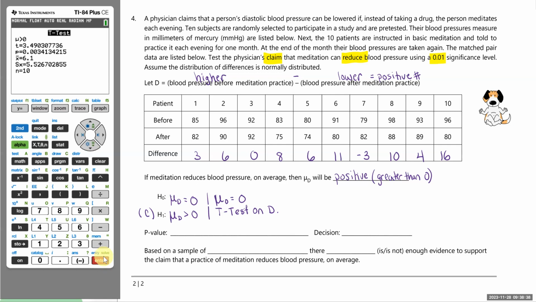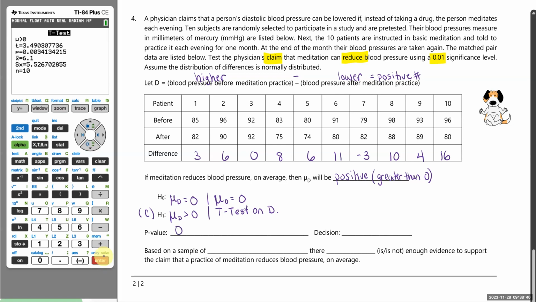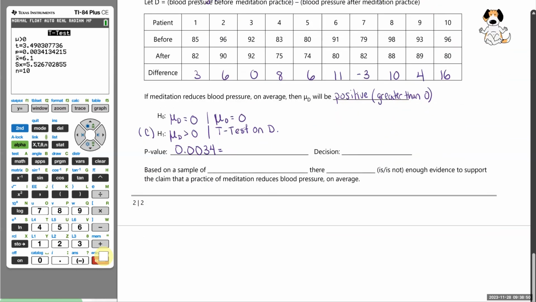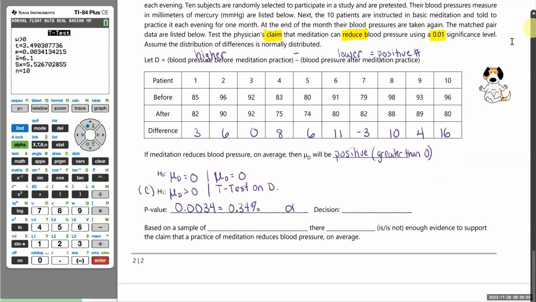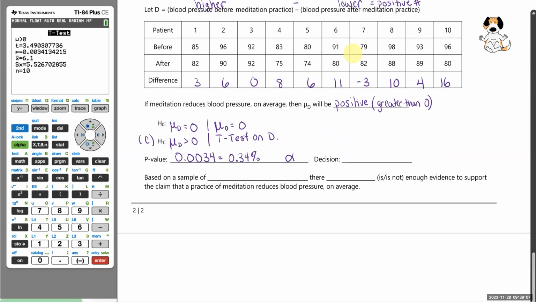And that is a very small p-value, 0.0034. So that's not even 1%. That's less than 1%, 0.34%. So a very small p-value. We'll compare it to alpha. And alpha up there was 0.01. I again just like to think percents. So 1% again.